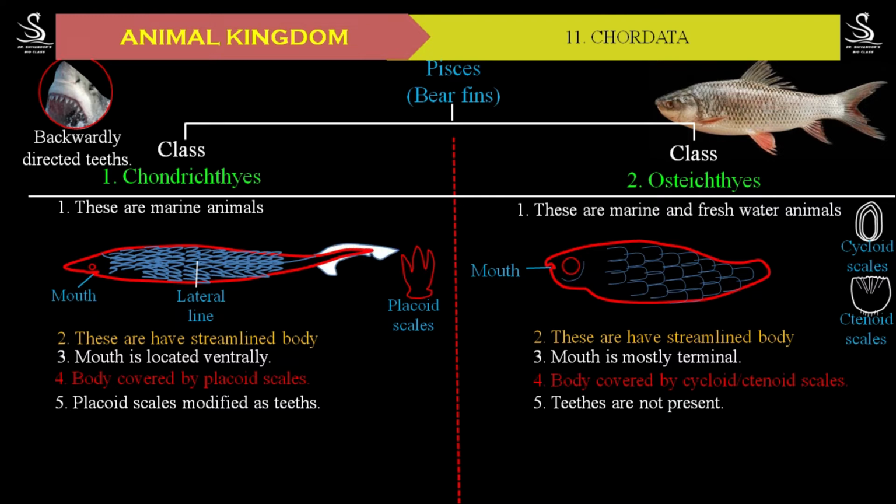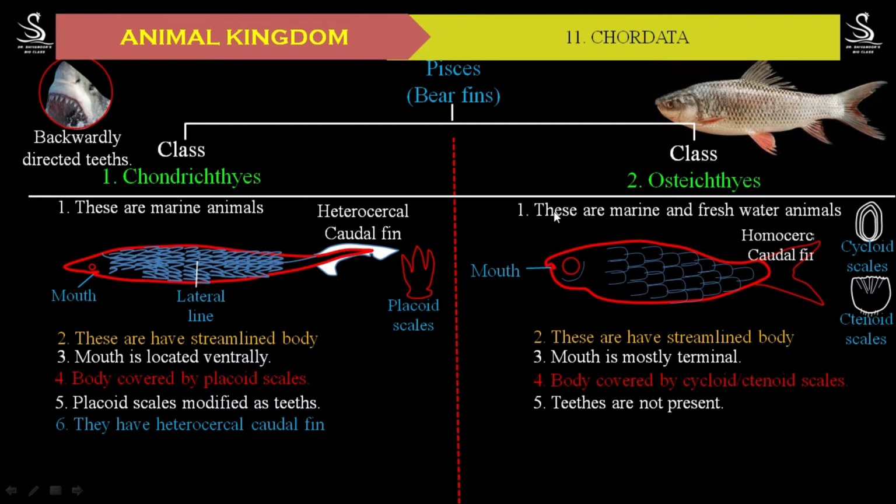Then we find that the Chondrichthyes fishes have the heterocercal tail. Heterocercal means if you divide the tail from the center, you won't get two identical portions. Such tails are called heterocercal caudal fins. In Osteichthyes fish, we find a homocercal tail. Homocercal tail means if you divide the tail from the center, you will find two identical parts forming. Such tails are called homocercal tails. Osteichthyes fishes have homocercal tails.